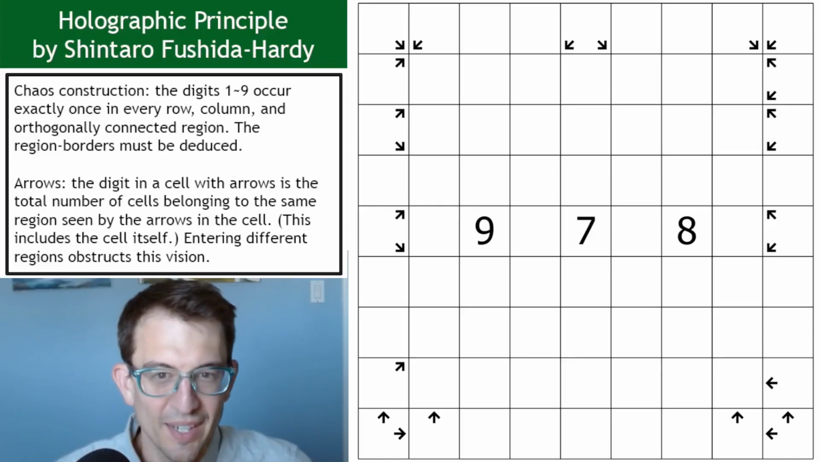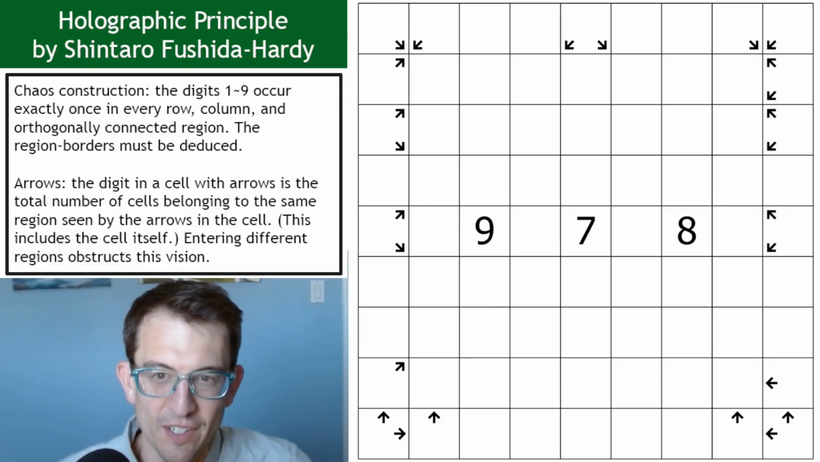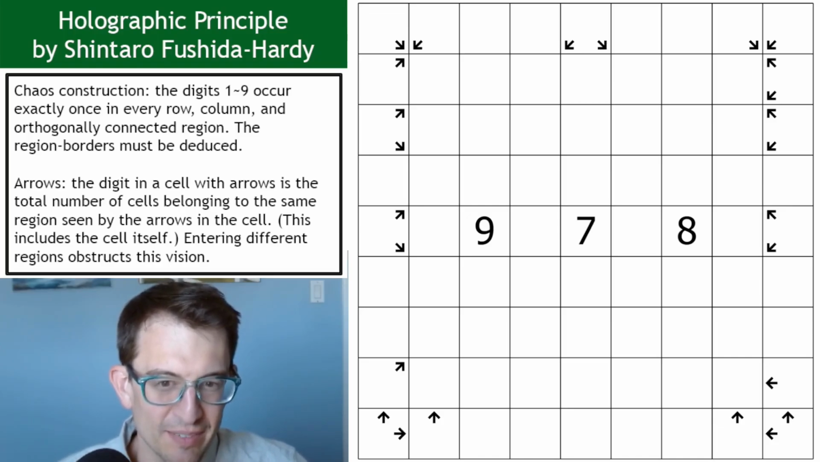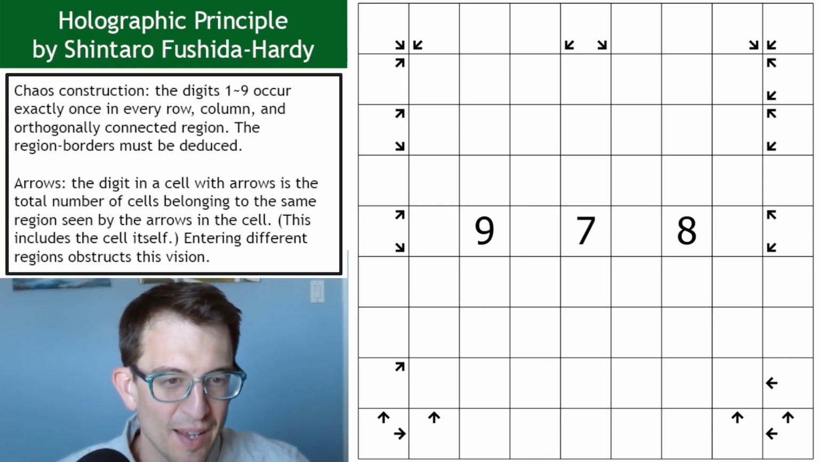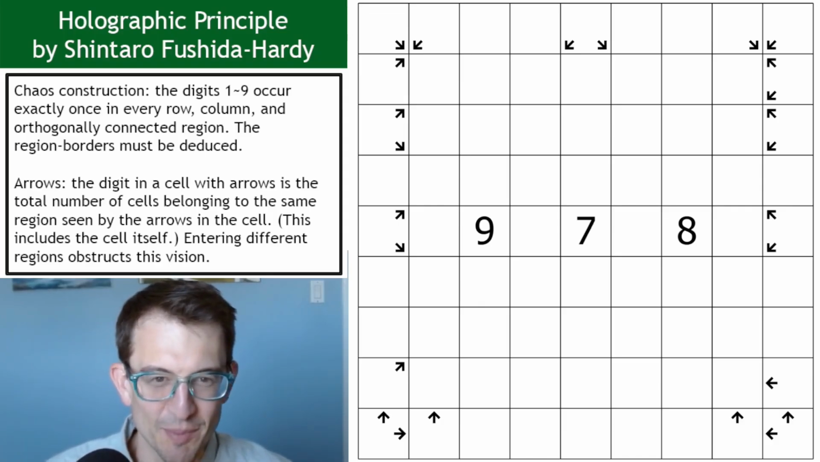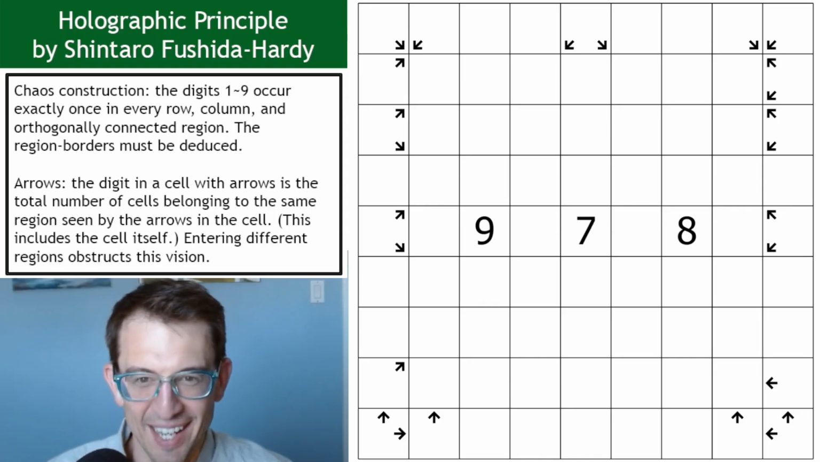Hello, hello. And today I have Holographic Principle by Shintaro Fushida-Hardy. I've been thinking about this puzzle for a while. I noticed it when it first came out. It might be a month ago now, and it just got incredible comments. And I thought, for sure this is going to get featured on CTC or something. So maybe I'll hold off and see. And then it didn't. So I think I get to solve it now, which is pretty exciting.